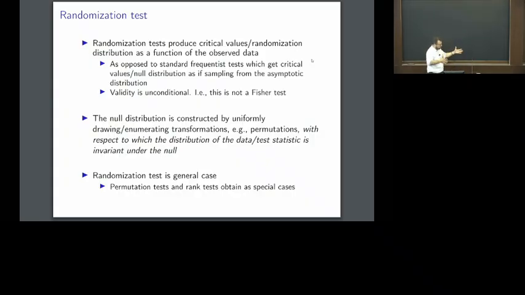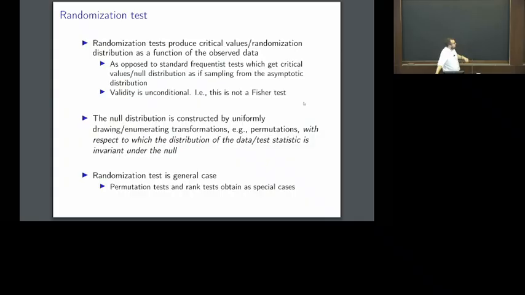A Fisher test: 20 people show up for your experiment, and you get validity of the test conditional on those people, but unconditional on who was assigned treatment. So one of the things we want to do is really disentangle Fisher tests and randomization tests. The null distribution is going to be constructed by uniformly drawing, enumerating transformations. So one such transformation is permutations.